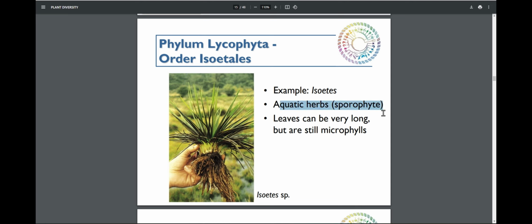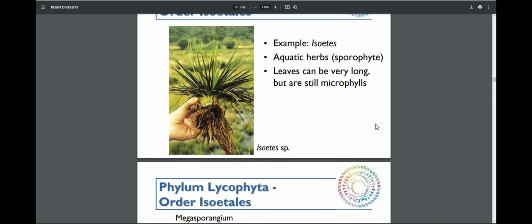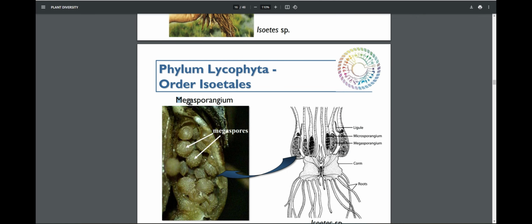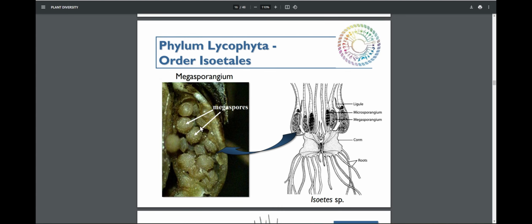This is an aquatic herb. Again, the sporophyte and such. The leaves you can see are very long, but they're still microphylls. That means they only have one big vascular tissue going through the entire leaf, unlike megaphylls that are highly branched. Now a bit of the look of the sporangia. You have mega and micro, so two types of spores. That means it is a heterosporous plant. The megaspores are in the megasporangium, and the microspores are in the microsporangium.